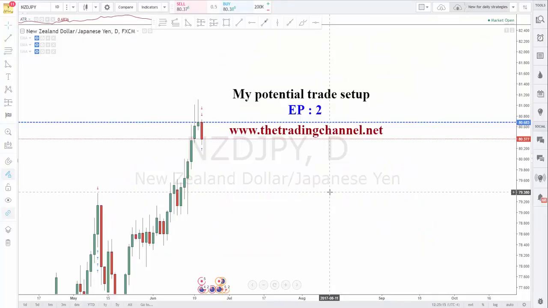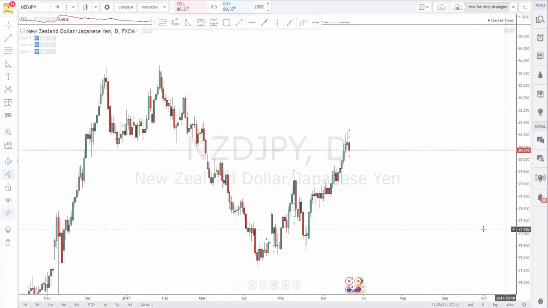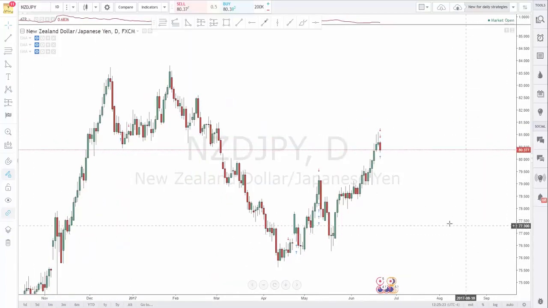So let's start to discuss the potential trade setup for this week on the New Zealand yen. Go ahead and delete everything off the chart, and we'll start out here on the daily chart. And the question I always ask at first is why? Why would I like to be involved in the market at the level it's at right now? Why is this a potential trade setup?